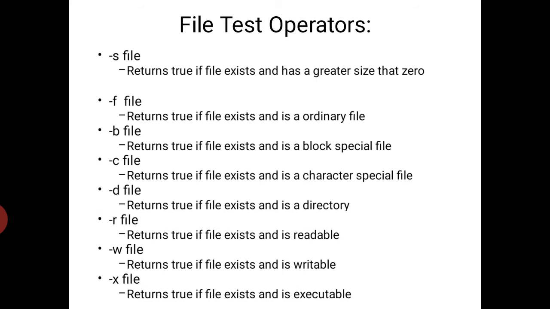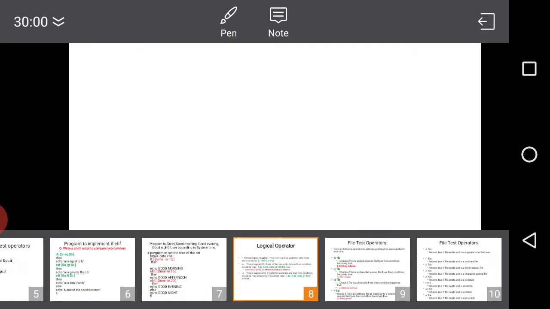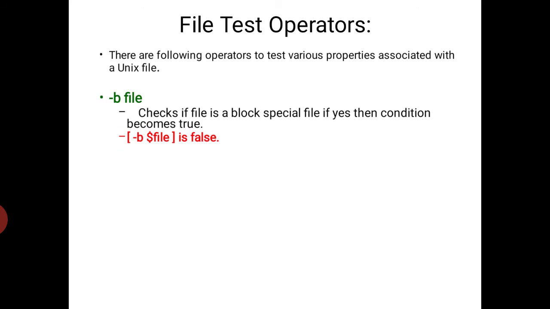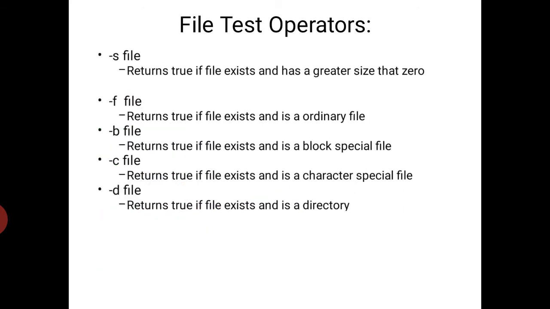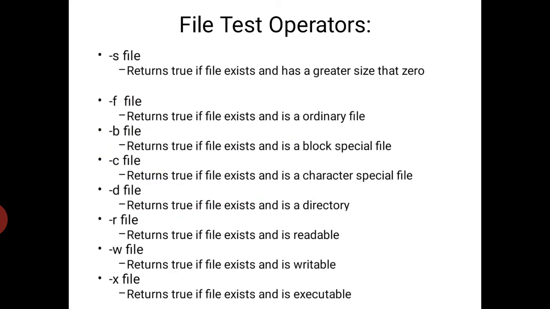Minus r, minus w and minus x, these are helpful in our shell programming. Minus r indicates the file has read permission. Minus w indicates the file exists and has writable permission. Minus x, the file exists and has executable permission. So these all we have used in the programs.